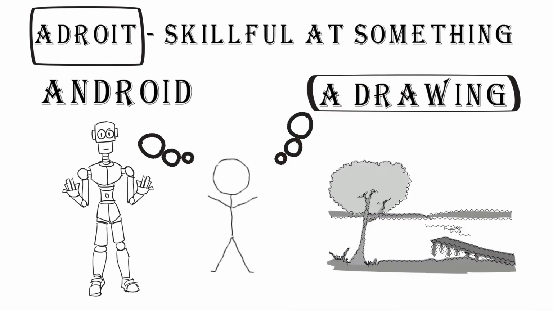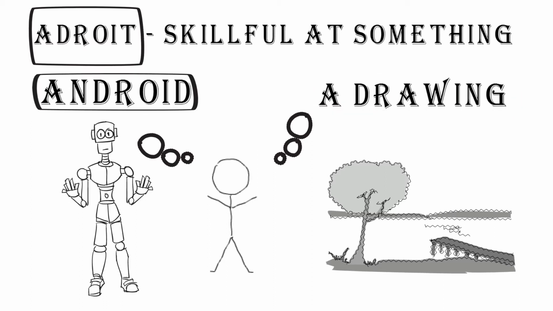Now what do these words have in common? They refer to something that we can visualize, and that is very important. And you are going to find out why soon. So we have two options over here, Android and a drawing, which are similar words. But let's use the word Android as the substitute word to adroit.